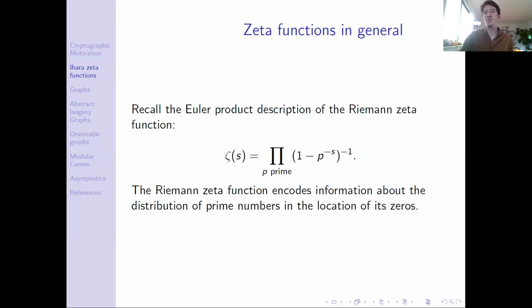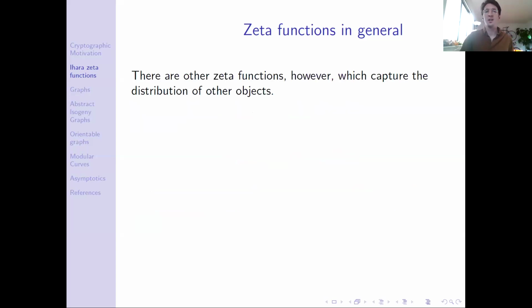A zeta function is just something that reminds us of the Riemann zeta function. But there are other zeta functions that appear in other places in math. And in each case, they're related to the distribution of some object that we care about that plays the role of prime numbers.